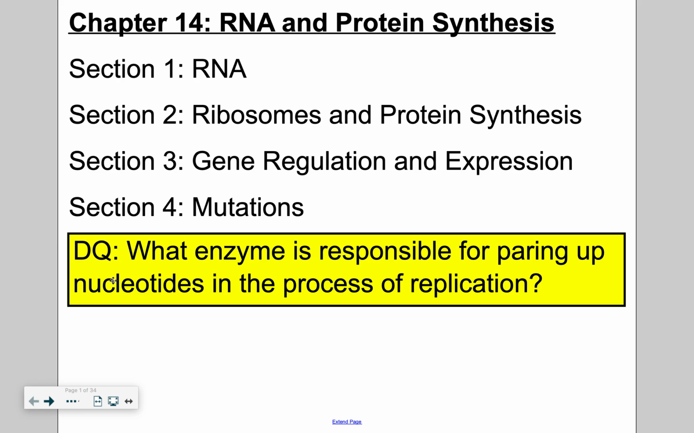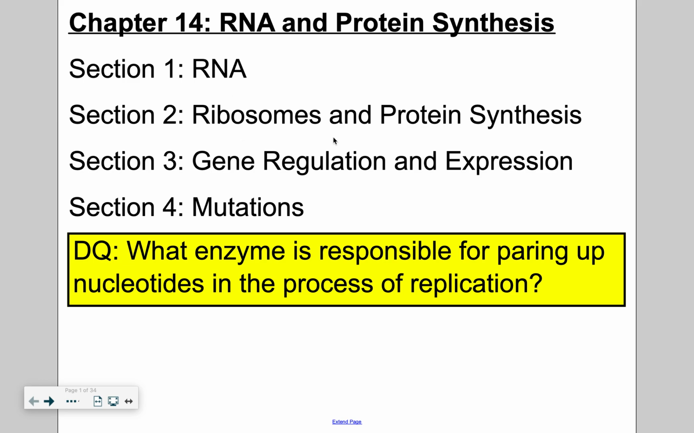Remember, DNA's got 3 jobs. It's going to store information, it's got to copy that information, and then it's used in gene expression. So we're going to focus in on that gene expression. So today's objective, we're going to hone in on RNA, ribonucleic acid. What is it? How is it different from DNA? And how is RNA made?